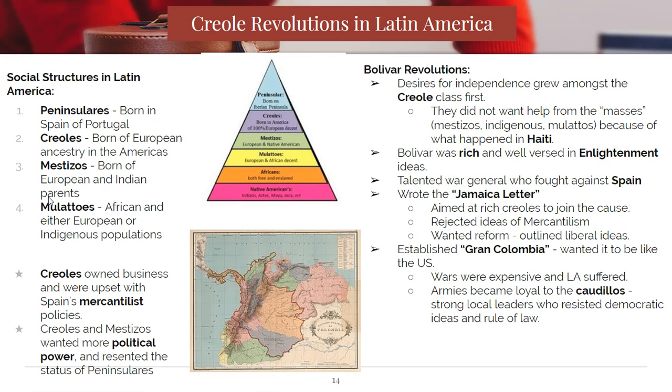It says Creoles owned businesses and were upset at Spain's mercantilistic policies. So basically, it's very similar to the American Revolution. They don't want to pay taxes back to Spain. The Creoles and Mestizos wanted more political power and resented the status of the Peninsulares. Simon Bolivar, whose picture I'll put up, grew desires for independence amongst the Creole class. His big work is called the Letters from Jamaica, and we'll talk about that in a second.